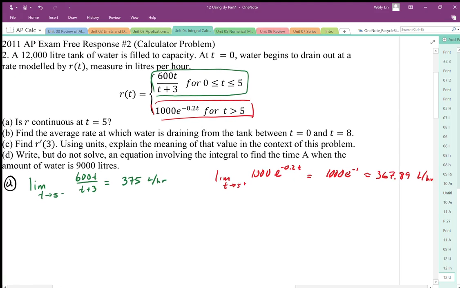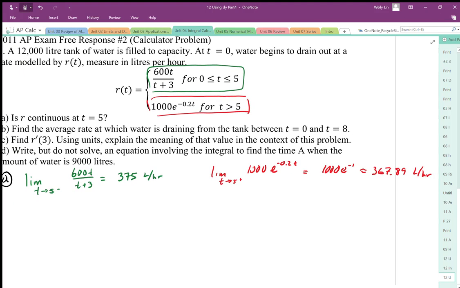And since those do not match, we can conclude that it is discontinuous at t equals 5.